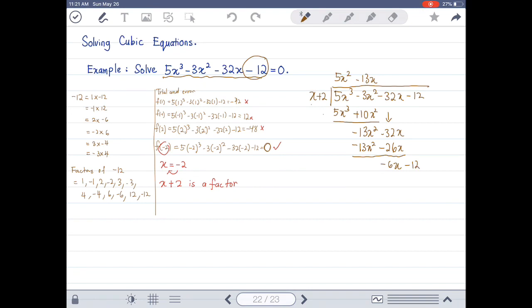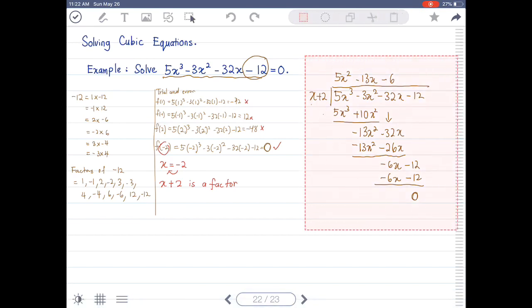Okay, what times x gives negative 6x? Negative 6 times x, we will get negative 6x. Negative 6 times positive 2, we get negative 12. Top minus bottom, the remainder is 0. As we know, since x plus 2 is a factor of 5x cubed minus 3x squared minus 32x minus 12, then the remainder should be 0.